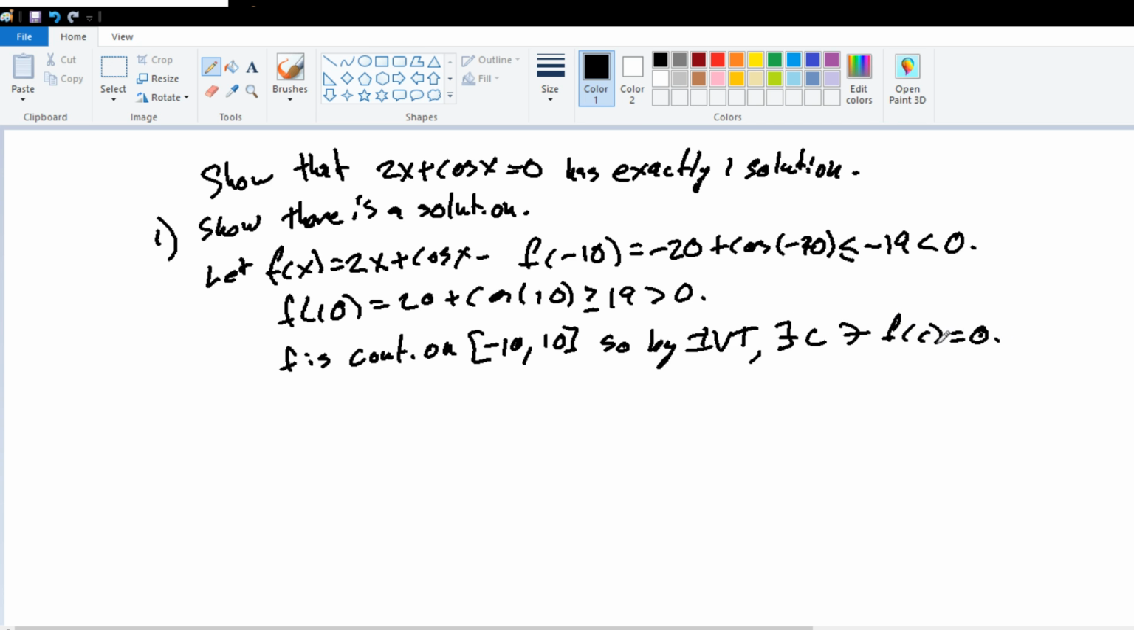Well, what does it mean for f of c to equal 0? That means that 0 equals 2c plus cosine c. And that's a solution. That means c is a point that makes this a true equation up here. Okay, so that proves that there is a solution. Now we need to show that there cannot be two.